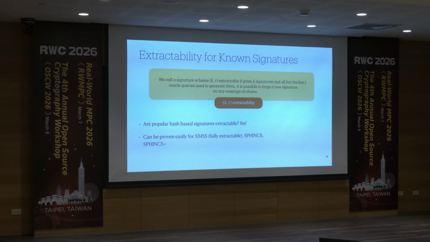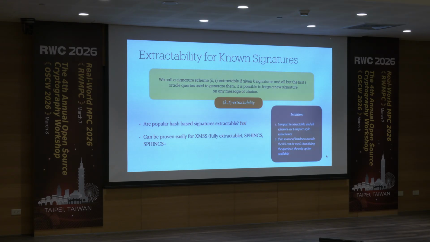Okay, so as I said, this is our extractability definition, and in order to see if this definition is actually useful, or if it makes a lot of sense, we want to check if common hash-based signatures are extractable. And this can be proven easily for XMSS or SPHINCS+. All of these signature schemes can be easily proven to be extractable. I'll give you the intuition, which is that for all of these schemes, the atomic unit of the signing is actually Lamport. It's Lamport-style signatures. So Lamport is an extractable signature scheme. We can show this quite easily. And all of these schemes use Lamport-style subschemes.